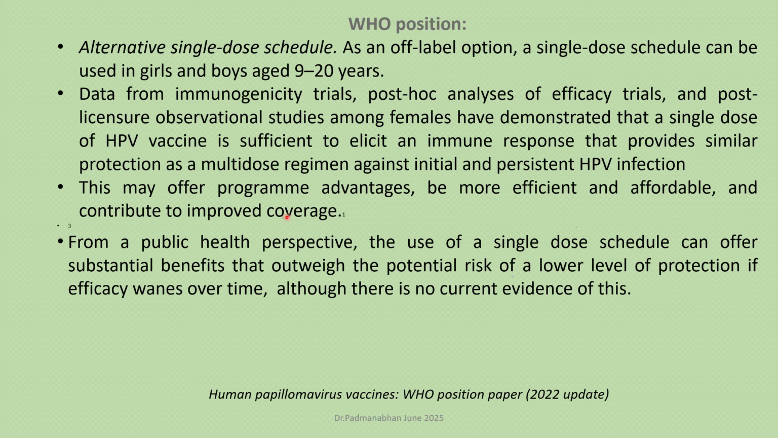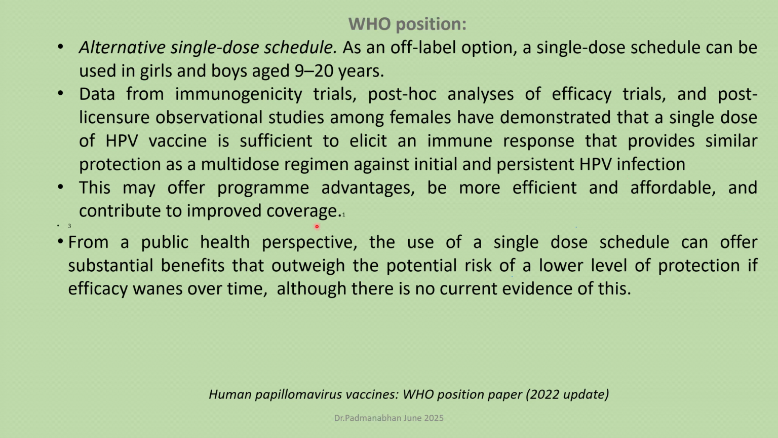But there is another issue. Now single dose has come. Therefore, what is the latest advance? What are the latest advances? Off-label option of single dose schedule can be used in girls 9 to 20 years. Data from immunogenicity studies, trials, post-hoc analysis of efficacy trials, and post-licensure observational studies among females have demonstrated that a single dose of HPV vaccine is sufficient to elicit an immune response that provides similar protection as a multi-dose regimen against initial and persistent HPV infection.